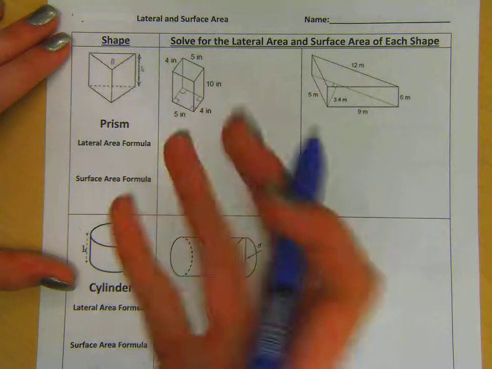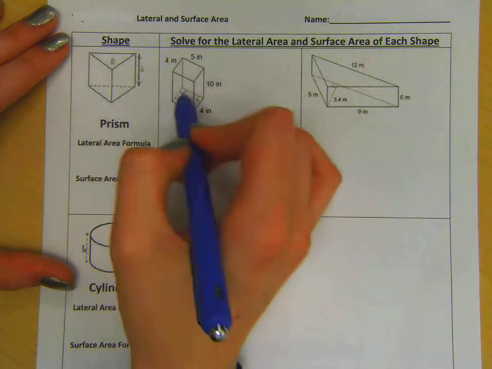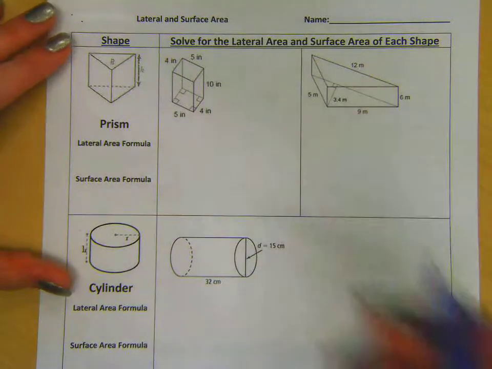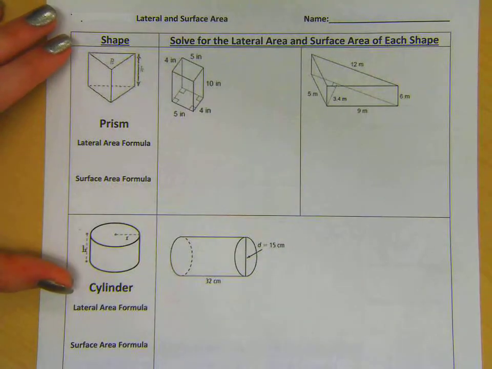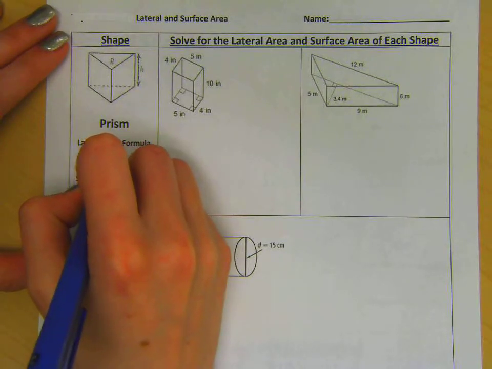Lateral means sides, and so the lateral area is the area of just the 3 sides here or just the 4 sides here, all combined. We have 2 formulas, one for each of them. For the lateral area, we take the height by the perimeter.